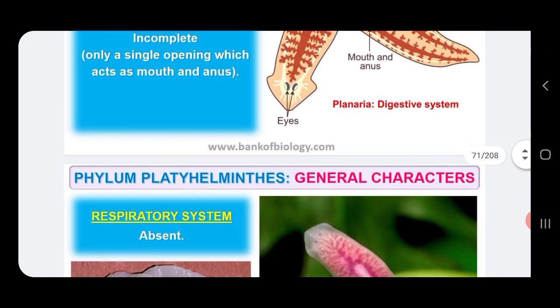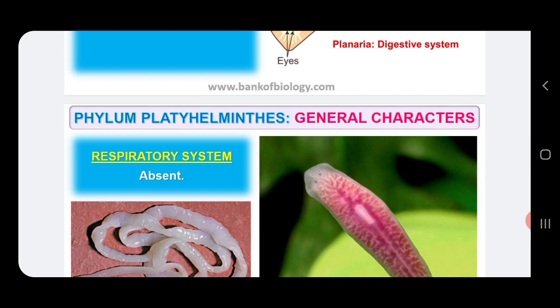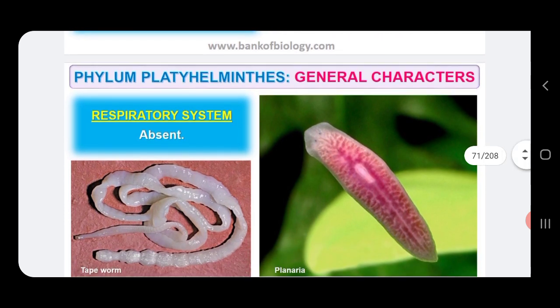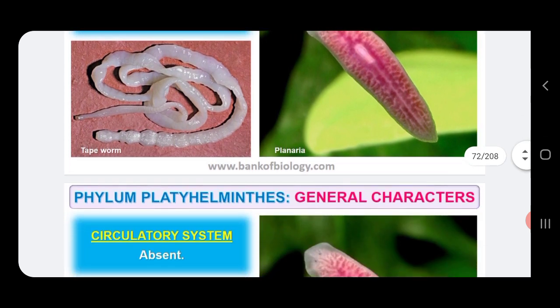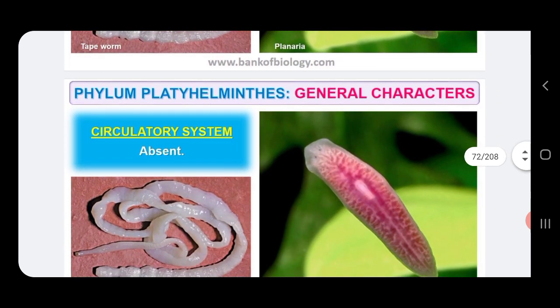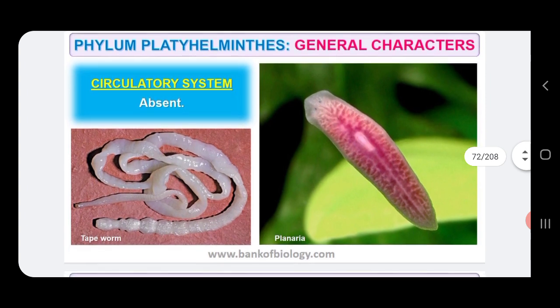Then when it comes to respiration, the respiratory organs are completely absent. In free living forms, the respiration occurs through general body surface. In parasitic forms, usually these can live in anaerobic condition, or respiration takes place anaerobically. Then coming to the circulatory system, it is absent, or you can say it is not well developed in these members.